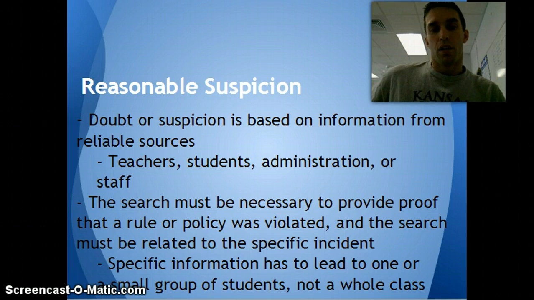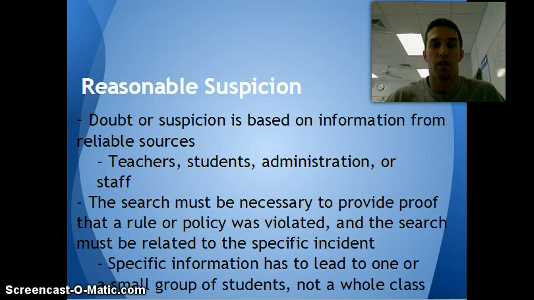A reasonable search has to first have reasonable suspicion. Reasonable suspicion is when there is doubt or suspicion, and that is based on information from reliable sources. Those sources can be teachers, other students that you trust, administration, or staff members.